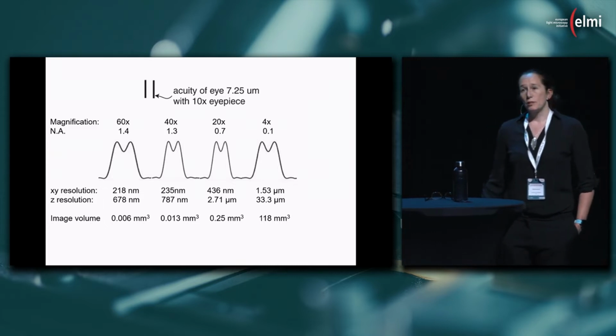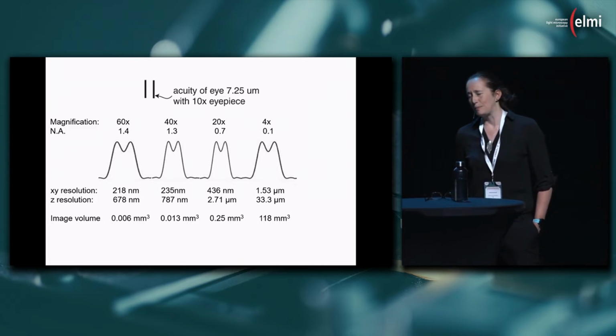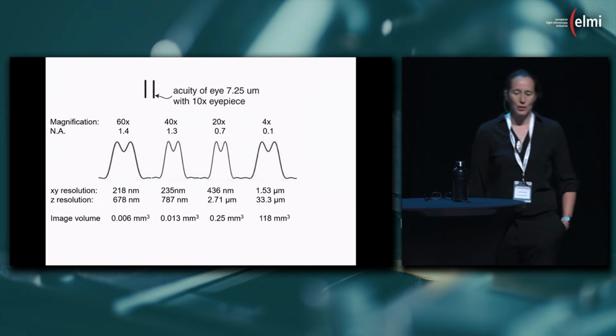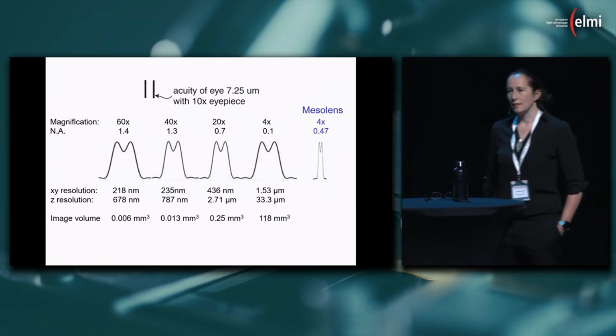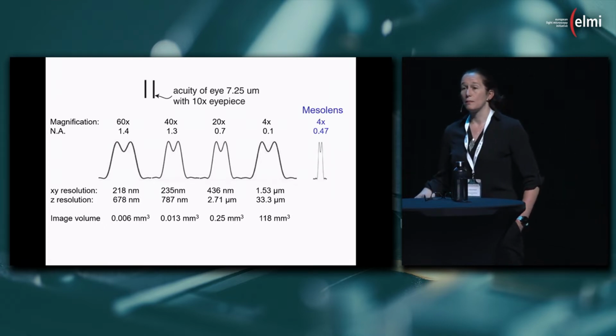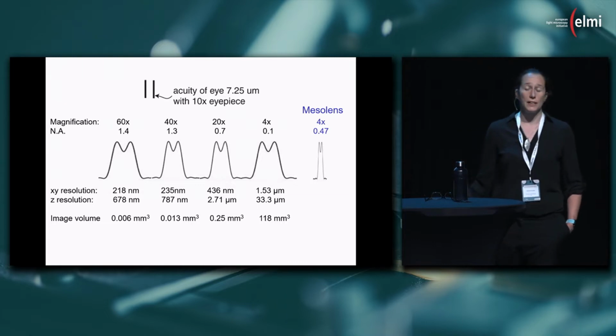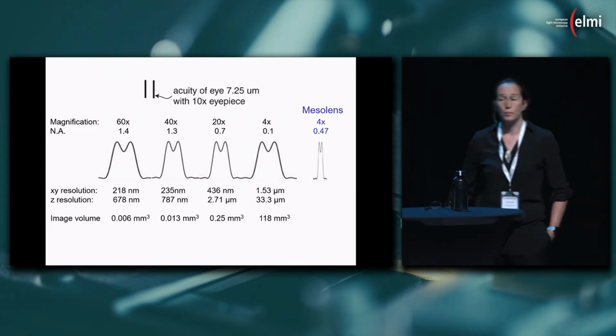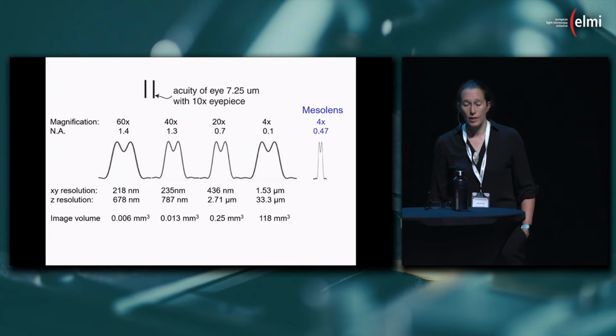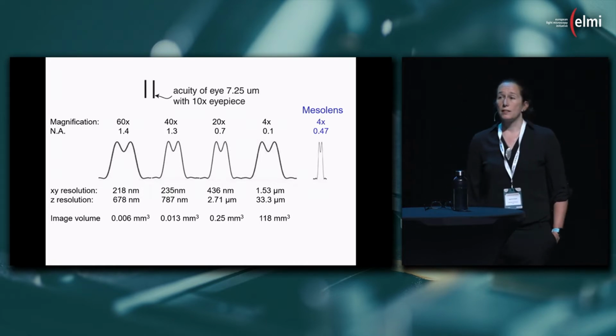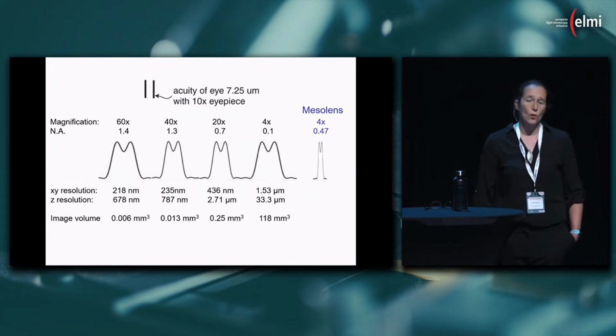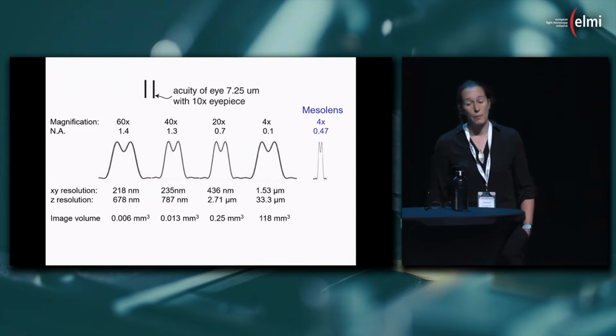So what we figured was that the human eye is becoming increasingly redundant in light microscopy. So we designed a lens called the Mesolens that can accommodate more resolution units than the human eye can see. And this is the Rayleigh resolution profile in image space for our lens. So our lens has a rather unusual combination of low magnification and high numerical aperture.